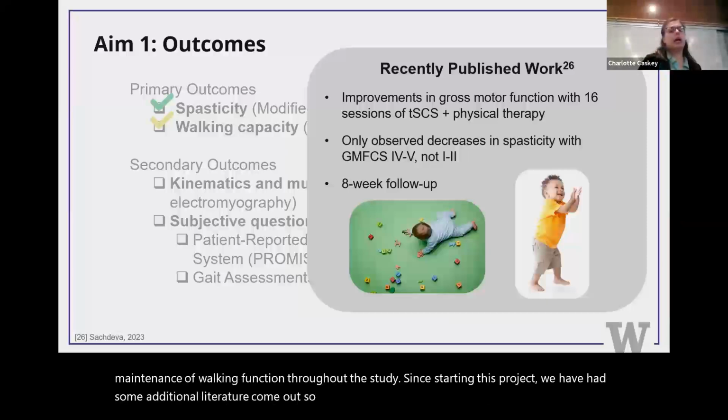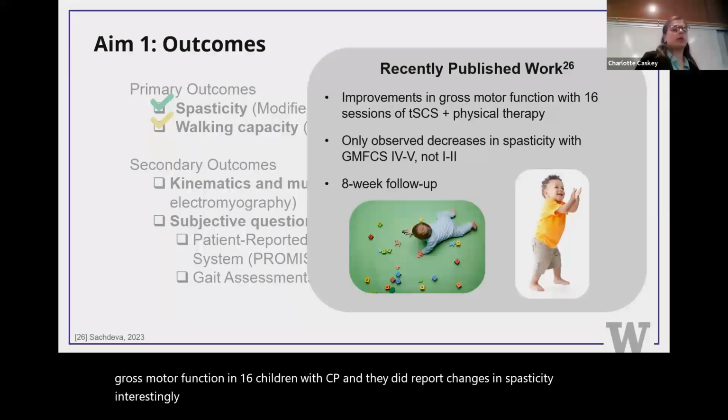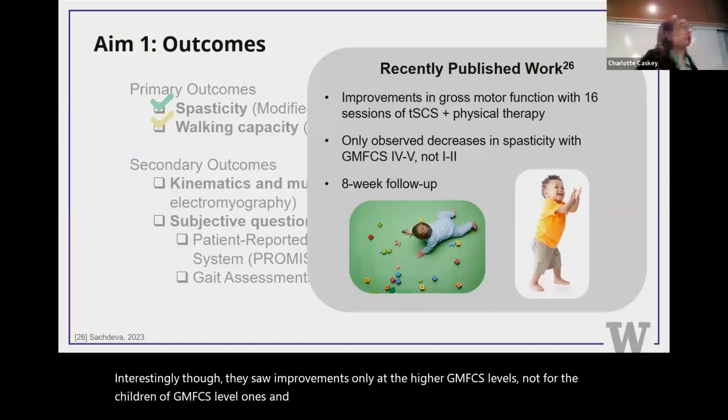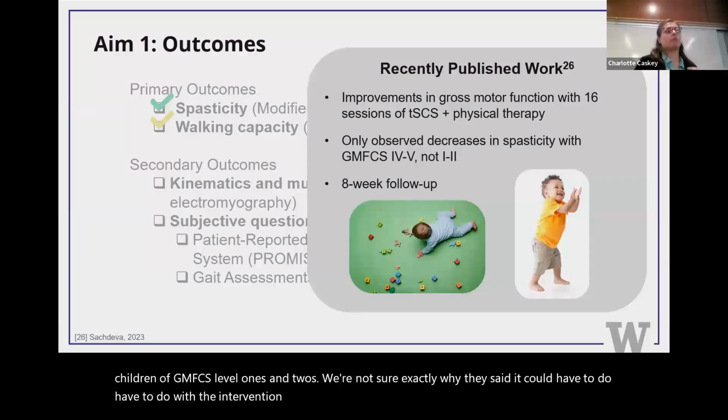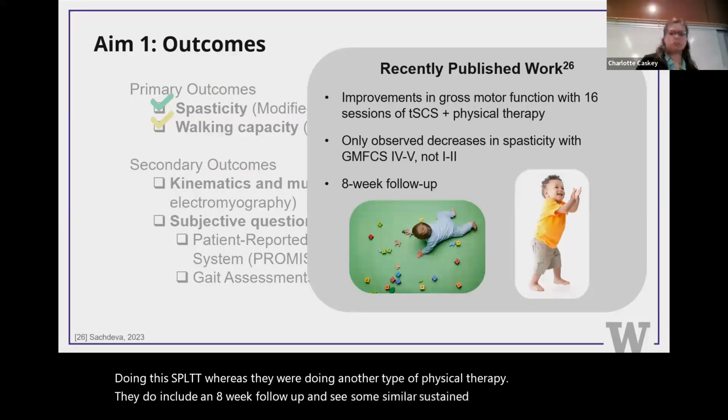Since starting this project, we have had some additional literature come out. So I just want to emphasize another study that looked at gross motor function in 16 children with CP, and they did report changes in spasticity. Interestingly, though, they saw improvements only at the higher GMFCS levels, not for the children of GMFCS levels 1 and 2. We're not sure exactly why. They said it could have to do with the intervention itself, since again, we were doing this SBLTT, whereas they were doing another type of physical therapy. They do include an 8-week follow-up and see some similar sustained improvements.